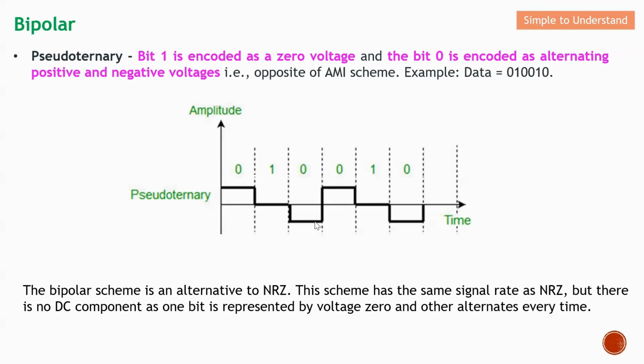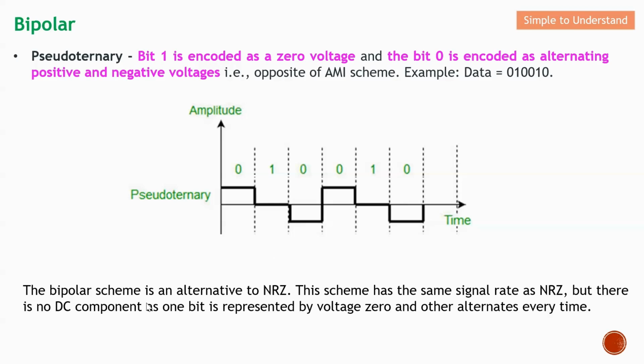The next one will be bit 0. Again, I'm going to alternate from low to high, as you can see from here. The next one is bit 1. Basically, I'm going to have 0 voltage to represent bit 1. And then the next one will be 0, which means that I'm going to alternate from high to low. So this is this method, pseudoternary, which is the opposite of AMI.